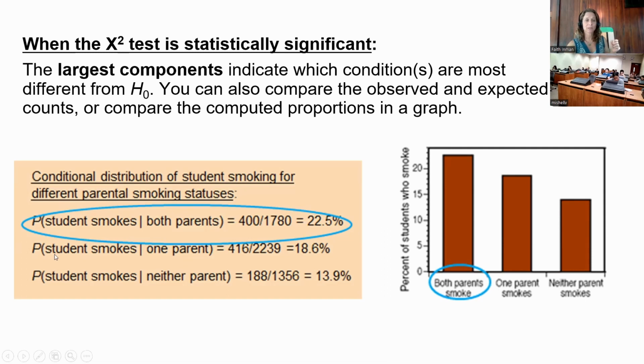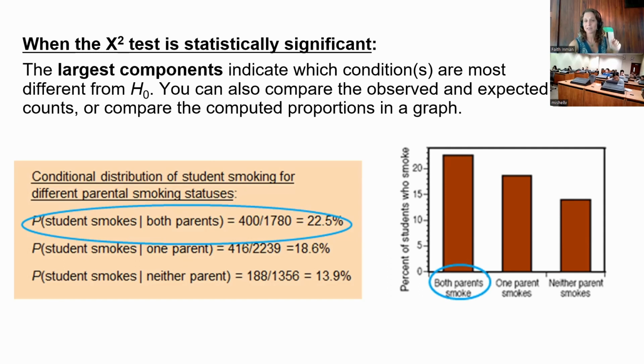And here we have the probability of students that smoke where only one parent smokes, right? We had 416 students that smoked where only one parent smoked, and we had 2,239 students total where one parent smoked, whether or not the student smoked, right? That was our row column.